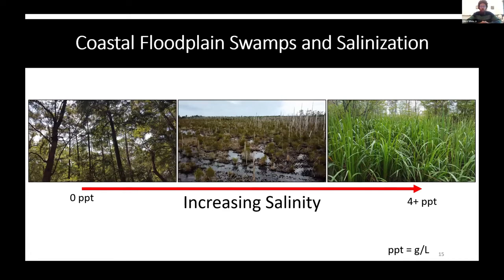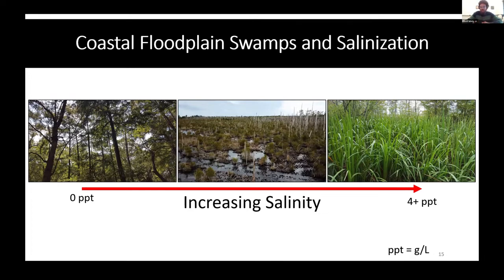And so just to give you some context on the issue of salinity and how finicky these systems can be when it comes to it, the picture on the left shows a healthy system that's experiencing no salinity. And as you increase salinity up to about 4 parts per thousand, that's when you really start to see the die-off of the forested vegetation and the encroachment of halophytes, or saltwater-loving or tolerant vegetation.